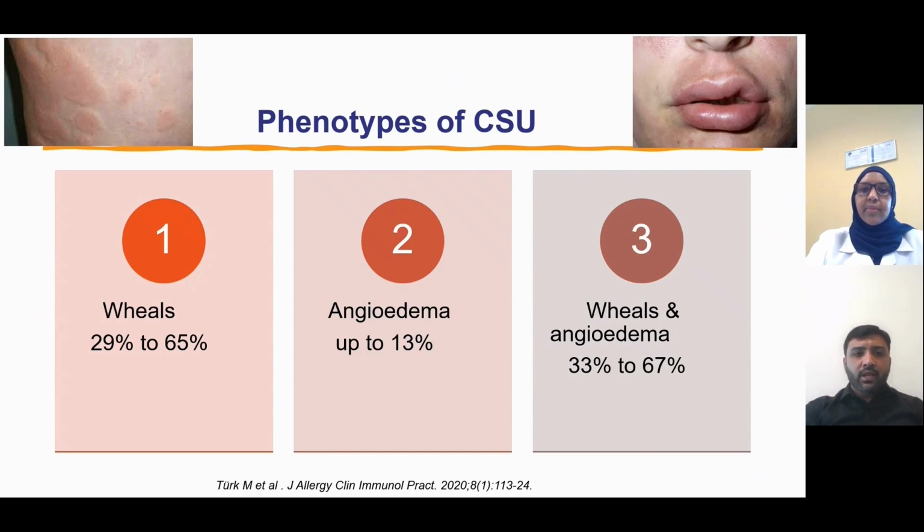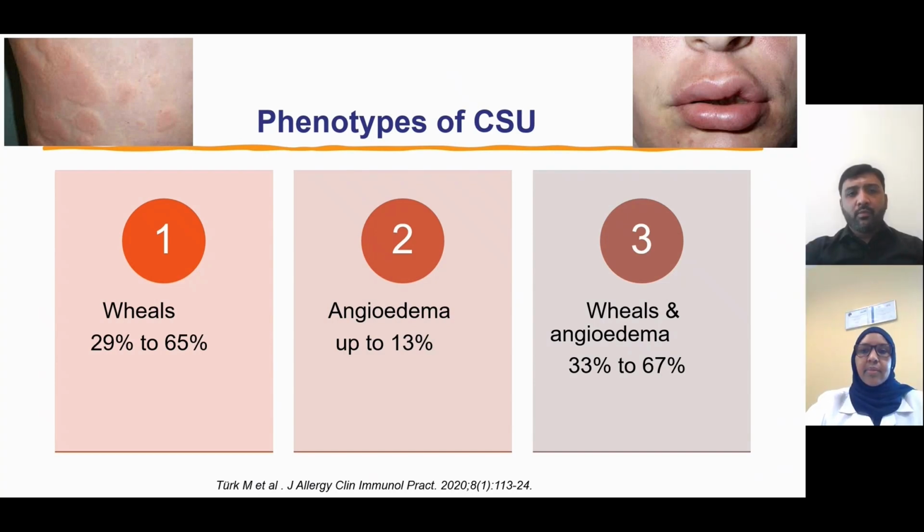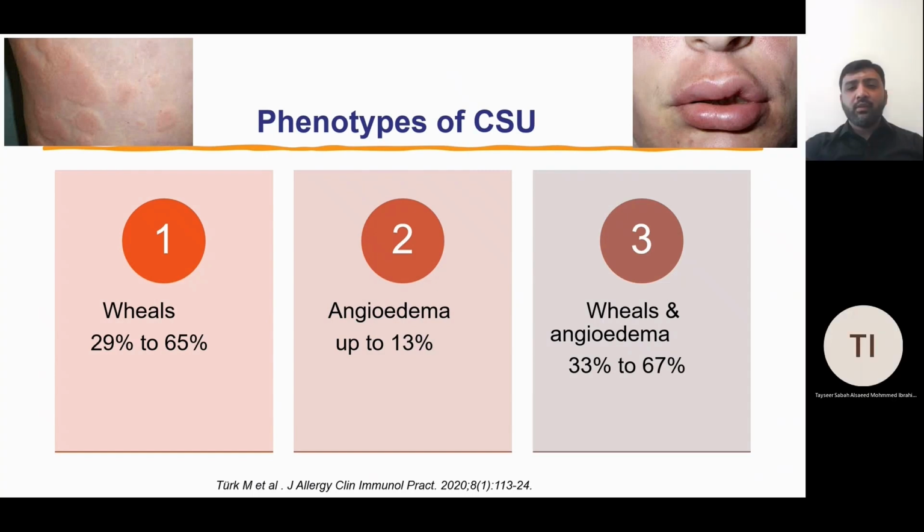So chronic spontaneous urticaria has 3 phenotypes. Patients may present with isolated wheals, isolated angioedema, or a combination of wheals and angioedema. Patients presenting with isolated angioedema constitute a minority of patients, with patients presenting with wheals or a combination of both constituting the majority.